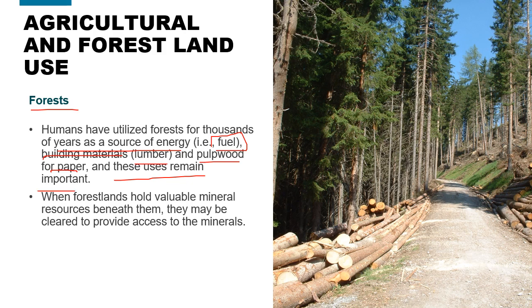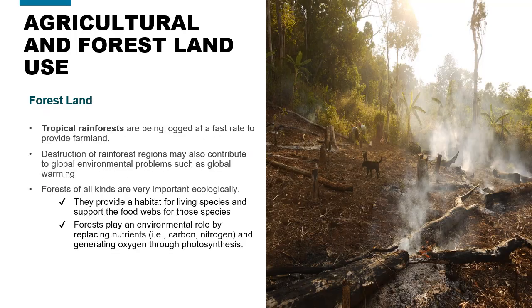So, when forest lands hold valuable mineral resources beneath them, they may be cleared to provide access to the minerals. And that is correct. Now, tropical rainforests are being logged at fast rate to provide farmland. Di ba? Kasi sa mga forest natin, bakit nga ba nakakalbo yung kagubatan natin? First is yung deforestation, yung paggamit ng tao ng mga lumbers. And itong mga lumbers na to, it is being utilized for commercial development sa pagpapatayo ng mga kabahayan.